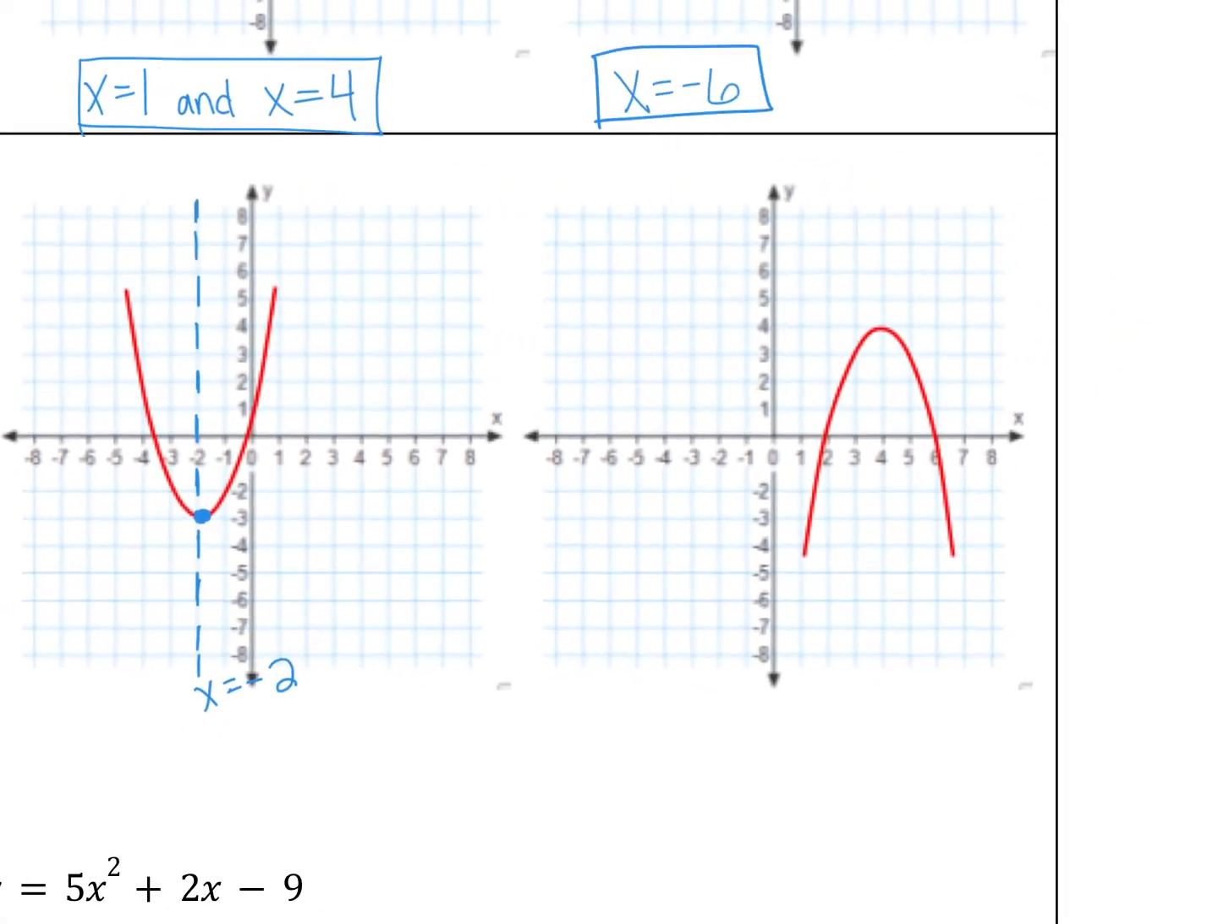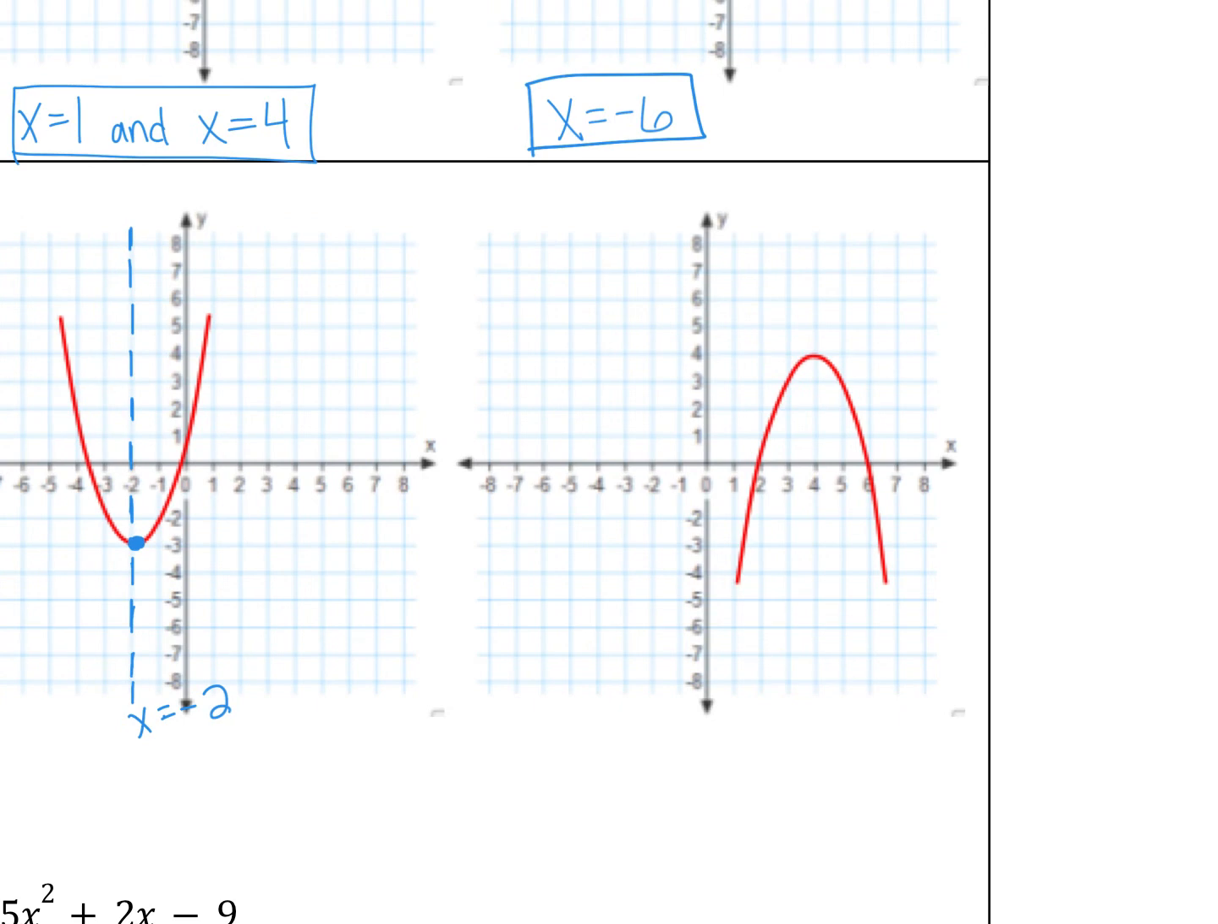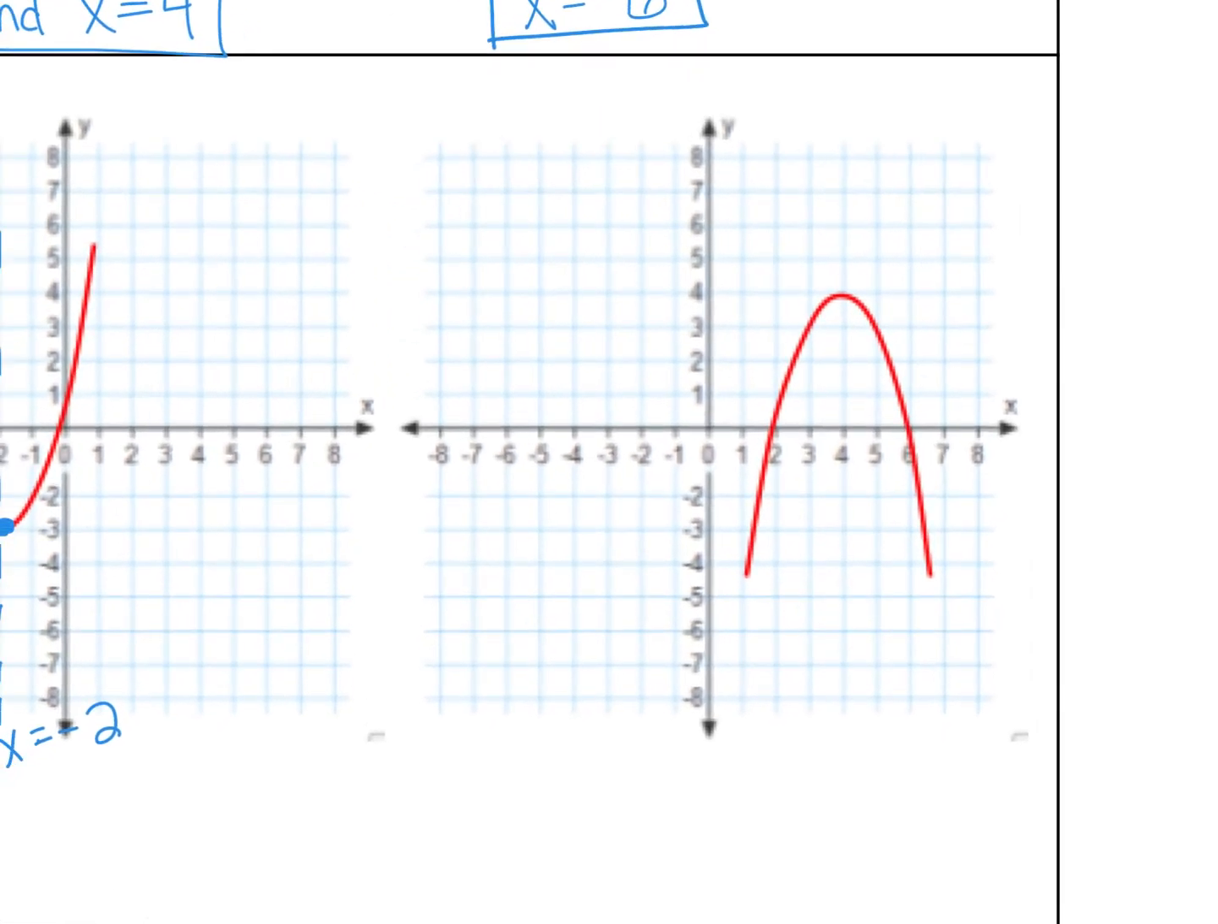In this second graph, again, find your vertex. Right here, draw that vertical dotted line, and figure out what number that dotted line is going to touch. Well, in this case, it's 4, so it will be x equals 4.